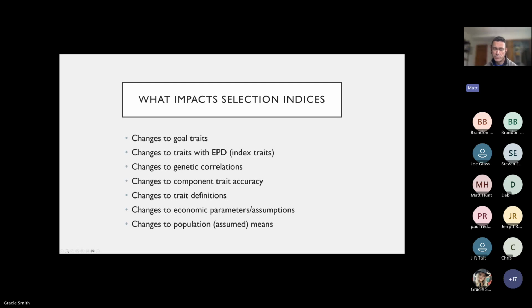And the other thing is changes in the assumed population averages. Again, what we assume the average hot carcass weight is of an animal today is probably different than it'll be 5 years from now, and those can create changes, or should create changes, in the indexes as well. So the point being is that these tools are not static, because the component trait EPD change and the weightings of those EPD might change over time as well due to some of these factors that I've mentioned. Next slide.